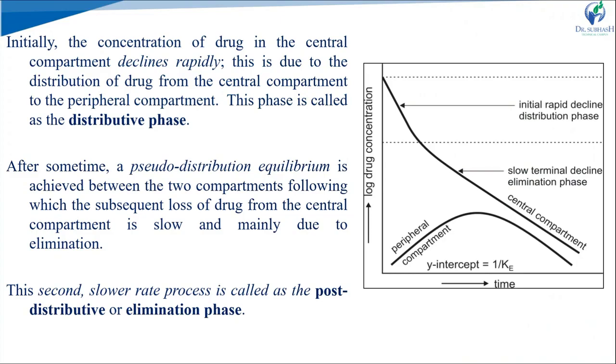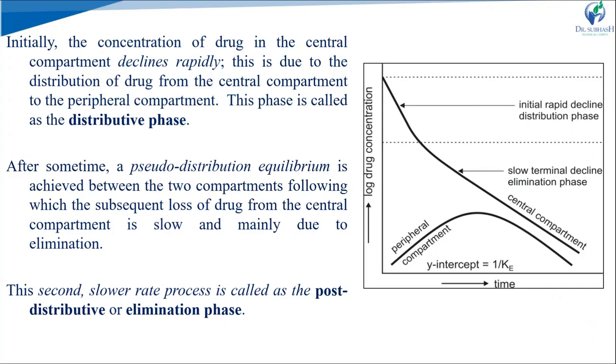Following that, the subsequent loss of drug from the central compartment is slow and mainly due to the elimination process. So this is the graph for the central compartment. This second, slower rate process is called the post-distributive or elimination phase. So in the central compartment we see two phases: the distributive phase and the post-distributive or elimination phase.